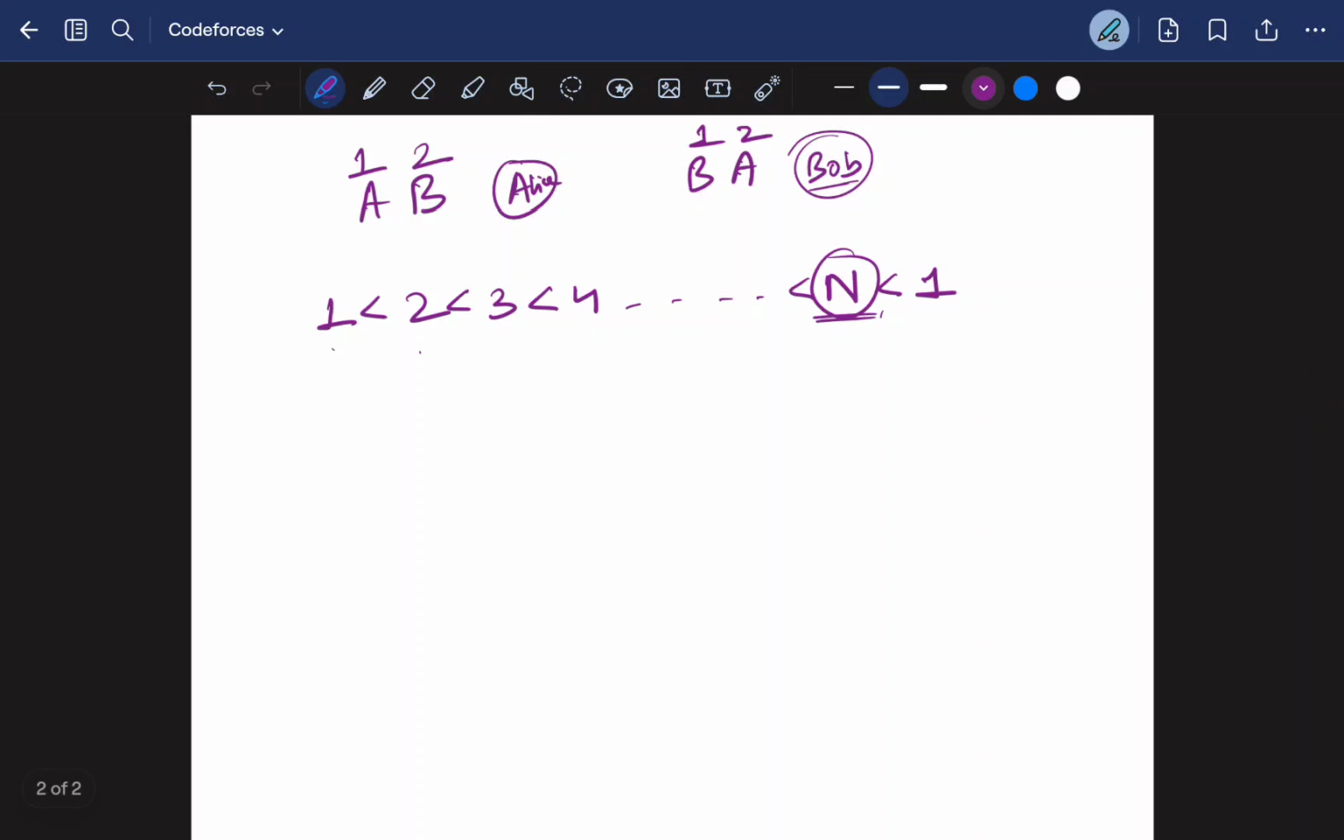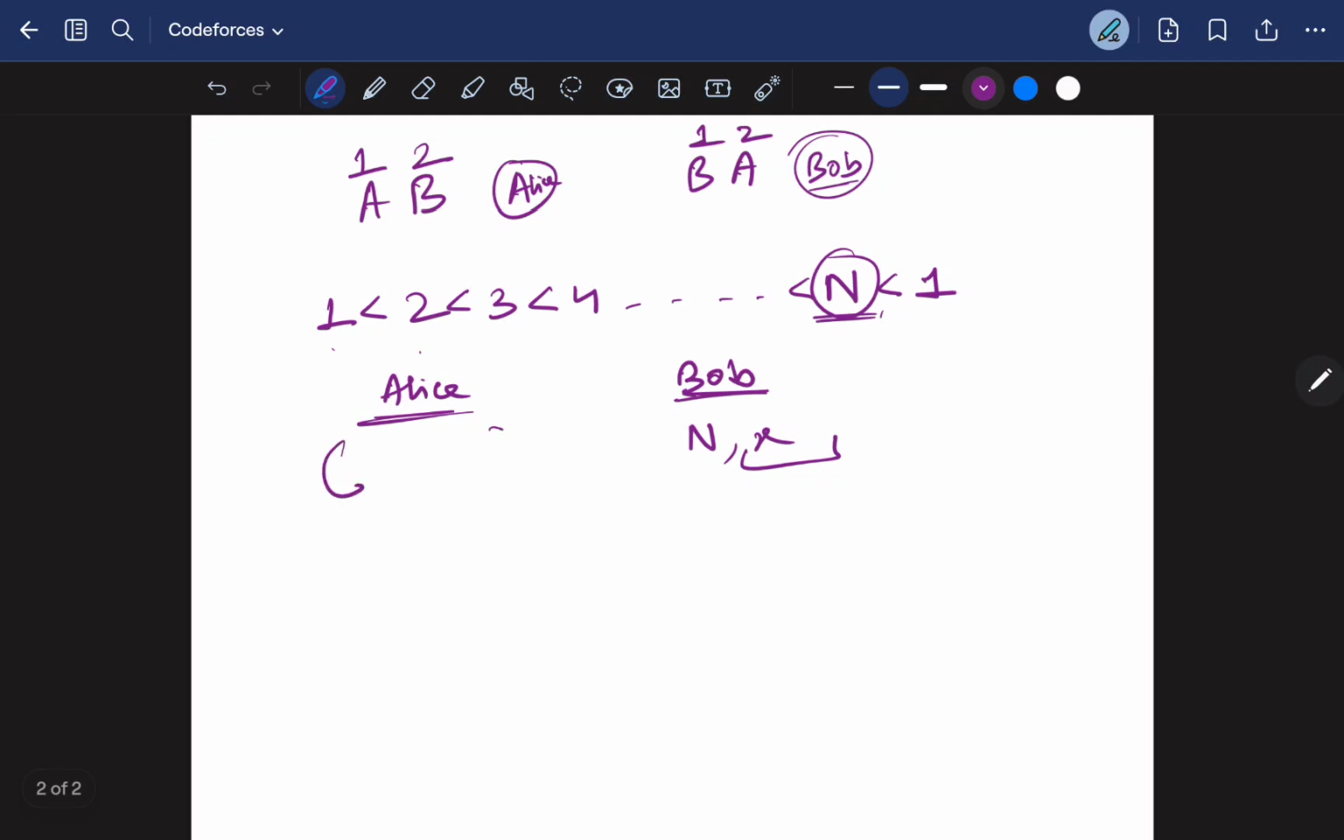Now let's think about the scenarios, what can happen. Since this is the highest priority card, the one who has this last card has the best probability of winning the game. So first, if Bob has this card, I'll write it here, Alice and Bob. What do you think if Bob has this card? Suppose Bob has the last card and he has at least one other card other than n.